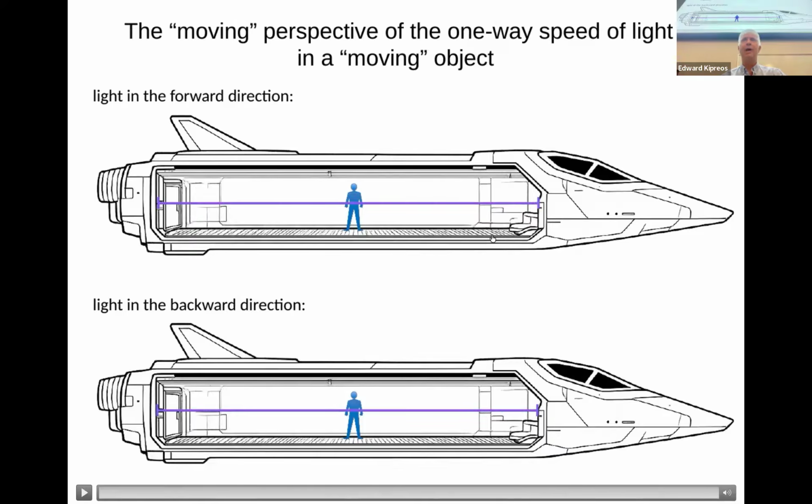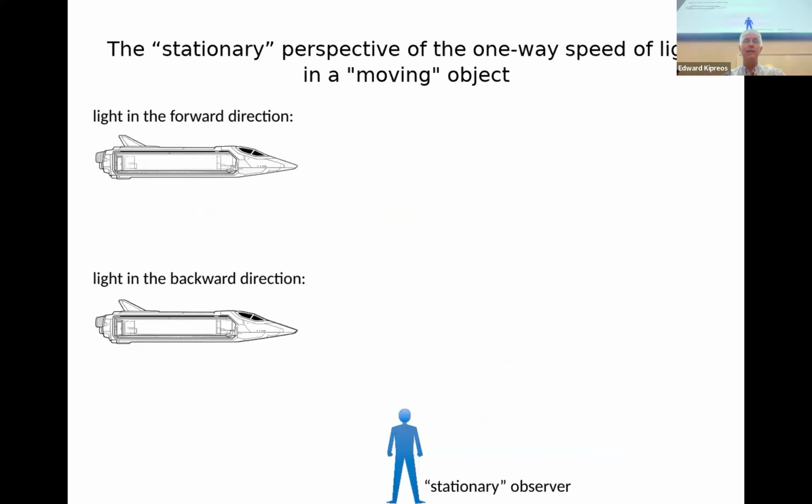So that may not surprise you, but it is sort of surprising if we take the perspective of the stationary observer. So in this case, the spaceship is going to be moving relative to the stationary observer, and light's going to go in the forward direction. But what's going to happen is, here's the moving spaceship, and as light goes in the forward direction, the front of the spaceship is going to go away. It's going to take longer. On the other hand, when light goes in the backward direction, the back of the spaceship is going to hit it first, and the light's not going to go that far.